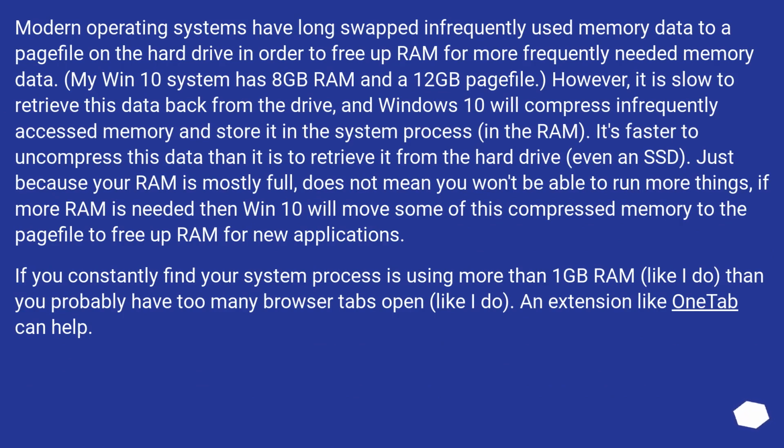Just because your RAM is mostly full, does not mean you won't be able to run more things. If more RAM is needed, then Win 10 will move some of this compressed memory to the page file to free up RAM for new applications. If you constantly find your system process is using more than 1 GB RAM, like I do, then you probably have too many browser tabs open, like I do. An extension like OneTab can help.